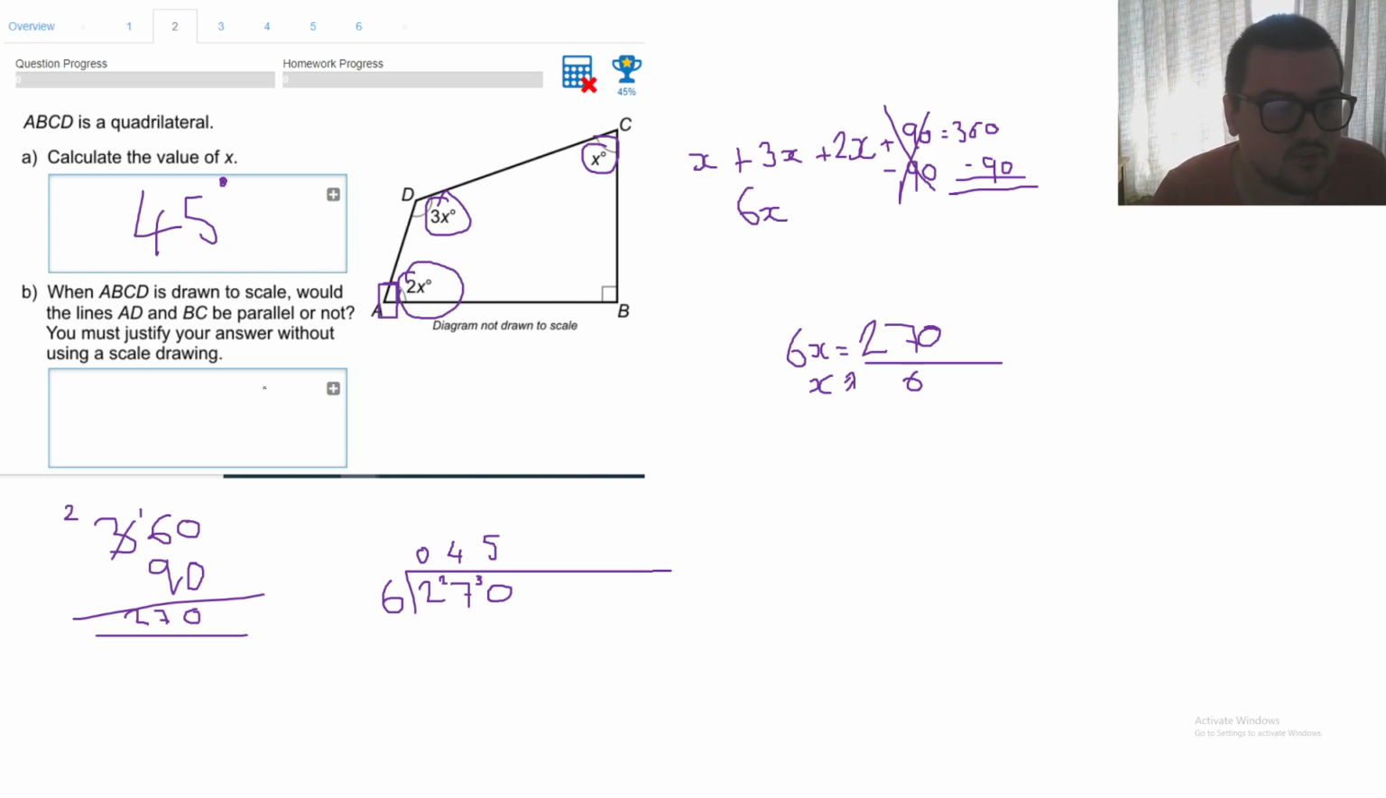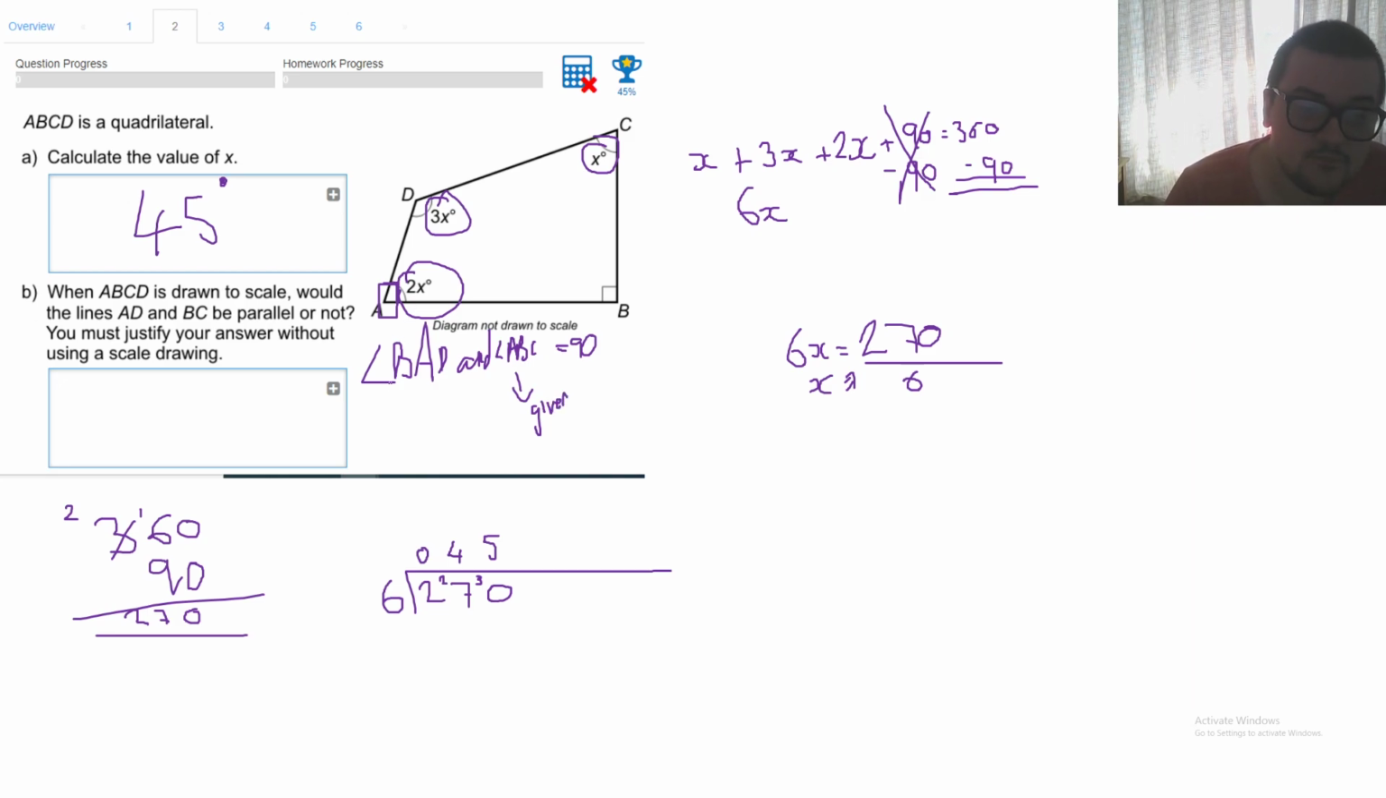So in words you'd say if AD and BC are parallel, then we're looking to show that BAD and ABC both equal 90. So we know that ABC equals 90, because that's a given. BAD is 2 lots of x, 2 lots of 45. Well, that equals 90. Both of our angles equal 90, so would they be parallel?